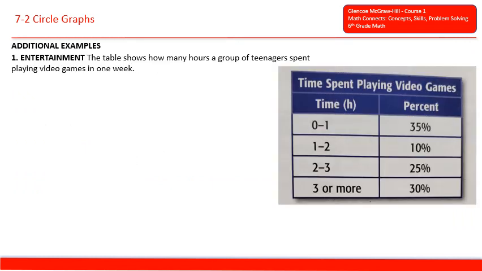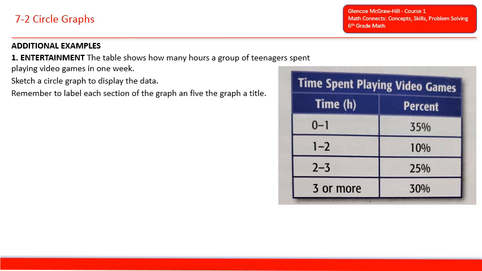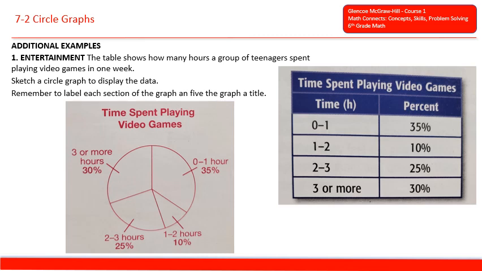Additional examples. Entertainment. The table shows how many hours a group of teenagers spent playing video games in 1 week. So there's our number of hours, and that's a percent for each one of those responses. We're going to make a circle graph to display the data. Remember to label each section of the graph and make a graph title. So here's our graph title so that everybody knows what it is, right? Time spent playing video games. And if we look at 0 to 1 hours, 35%.